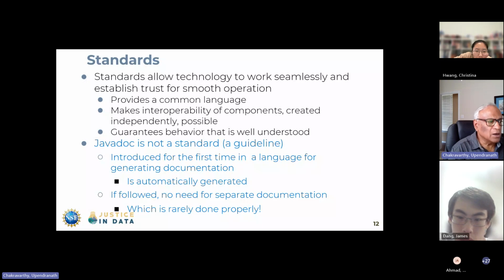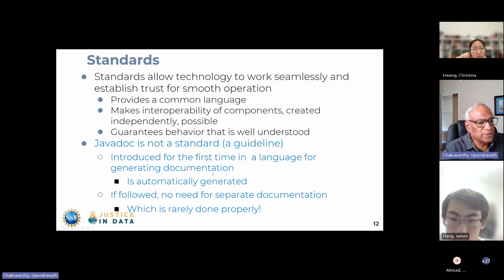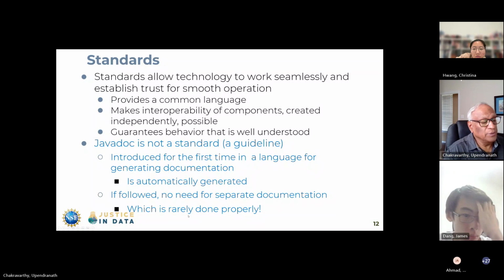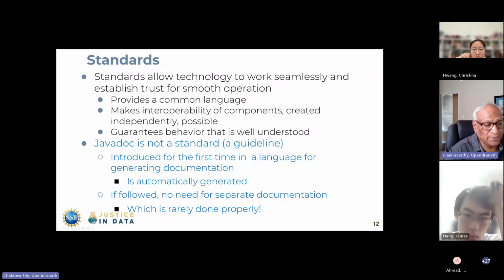Java was one of the first languages that incorporated the notion of documentation into the language. Before that, in any language you could put comments in your code, but comments are different from documentation. So JavaDoc is not a standard, it's just a guideline introduced for the first time in a programming language for generating documentation. Remember, for generating documentation automatically. If followed, there is no need to write a separate document, which is not done at all most of the time, and that is why it is extremely difficult.